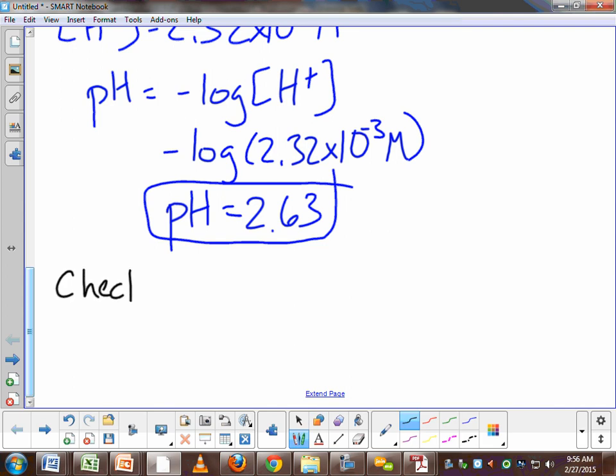So for the check, we want to do part over whole. So the part was our x, basically what you solved for. It's always going to be your x. So it's 2.32 times 10 to the minus third. And then we were comparing that with that 0.3 molar.